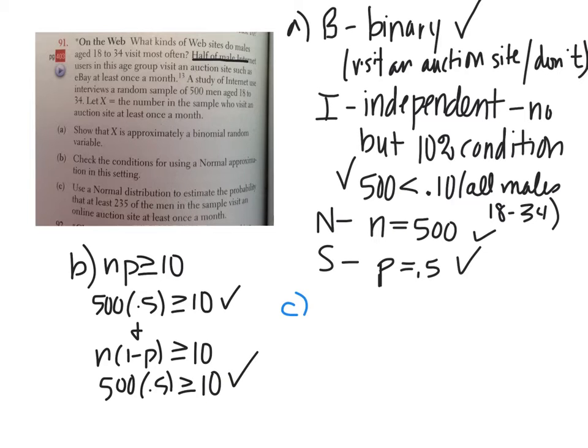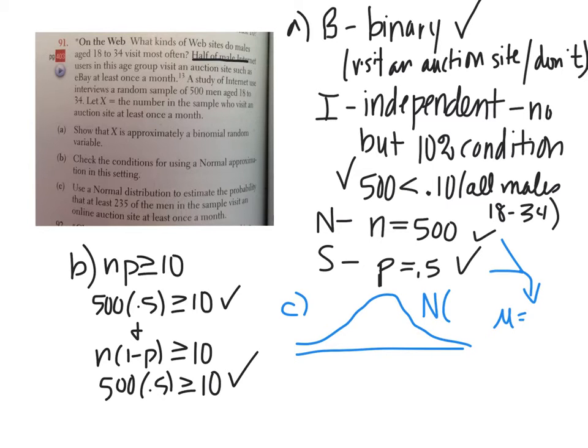Let's say it says, estimate the probability that at least 235 of the men in the sample visit an auction site at least once a month. So you either need to find the z-score or you need to draw your sketch out with labels. So if I draw my normal curve, my mean and standard deviation I actually need to calculate. So I actually should do that over here.